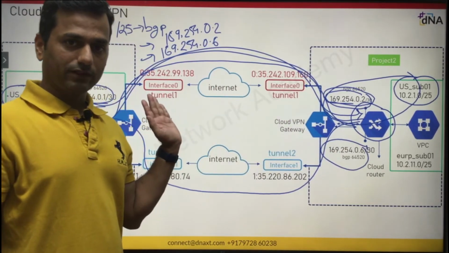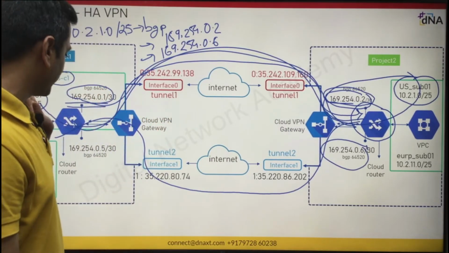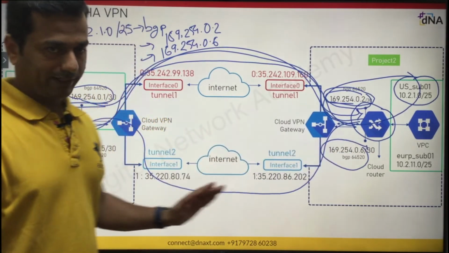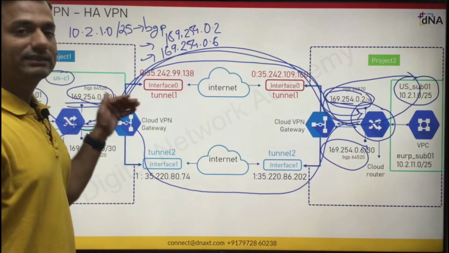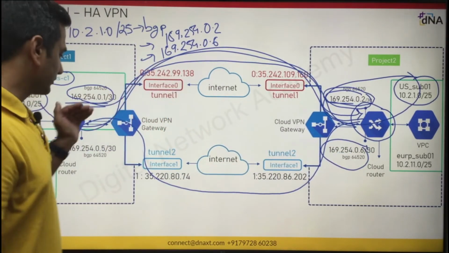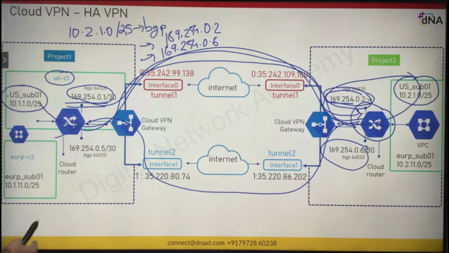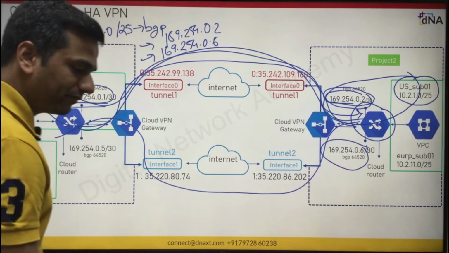So AS numbers are different. You must have different AS numbers. You must have a unique IP address for the BGP interfaces. You must pick one subnet for tunnel 1 and another subnet for tunnel 2. Clear guys? Confirm? Now the story is a little bit different.